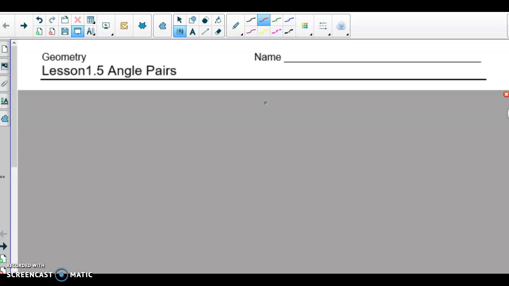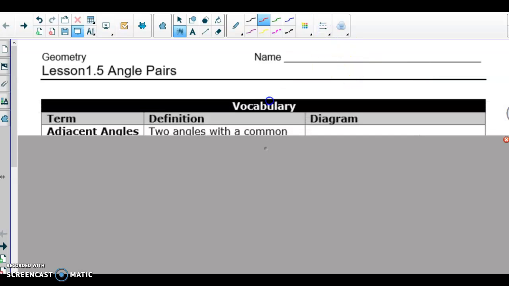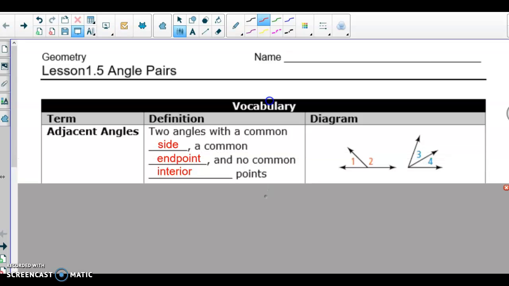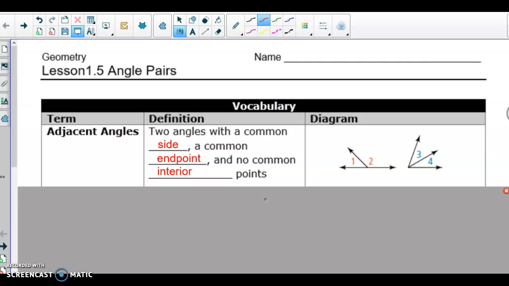This is Lesson 1-5, Angle Pairs. Alright, so we've got some new vocabulary. Adjacent angles. They are two angles with a common side, a common endpoint, and no common interior points. So here's a drawing of a couple of different pairs of adjacent angles.